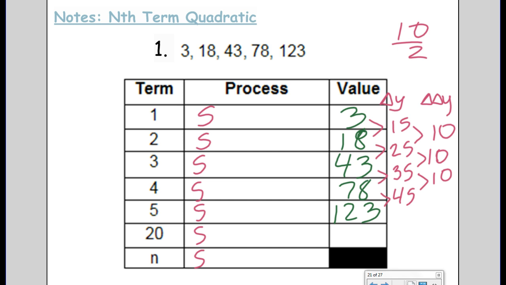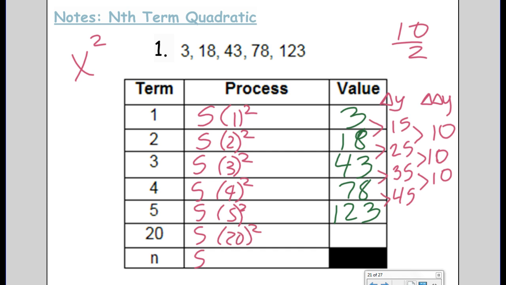The biggest mistake you could make is to forget to divide by 2. There's another 2 that we have to do. We have to square our term because quadratics are x squared. They're not x. So instead of writing 1, 2, 3, 4, 5, I'm going to write 1 squared, 2 squared, 3 squared, 4 squared, 5 squared, 20 squared, and n squared. Go ahead and write that down. It's quadratic, so we have to square it.